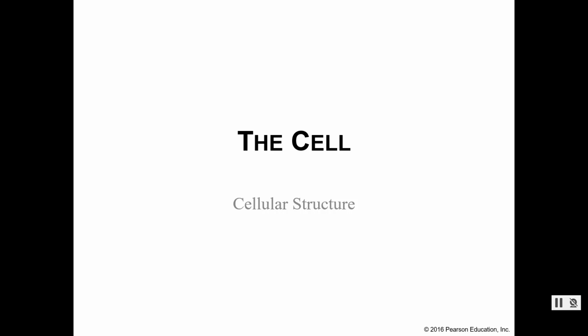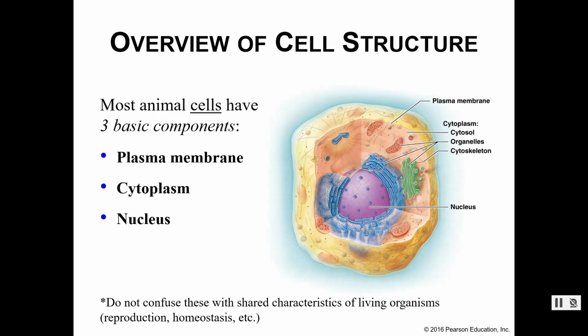In this lecture, we discuss cellular structure. Most animal cells have three basic components. They could have more. In fact, many animal cells do have more, but they at least have these three: plasma membrane, a cytoplasm, and a nucleus.